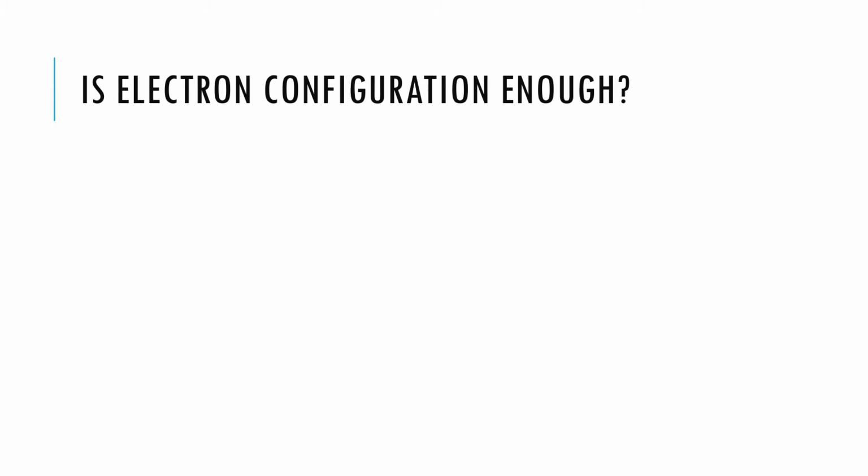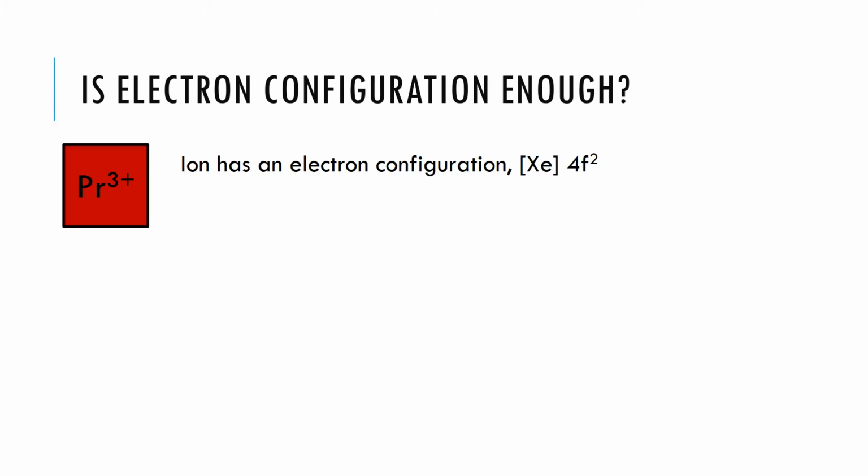The first question I pose here is the consideration of electron configuration, and we ask ourselves, is that enough to describe the arrangement of electrons around these atoms? And we particularly focus on the lanthanoids. I show you there praseodymium 3+, which has the following electron configuration, xenon 4f2. So it has 2 electrons in the 4f subshell.